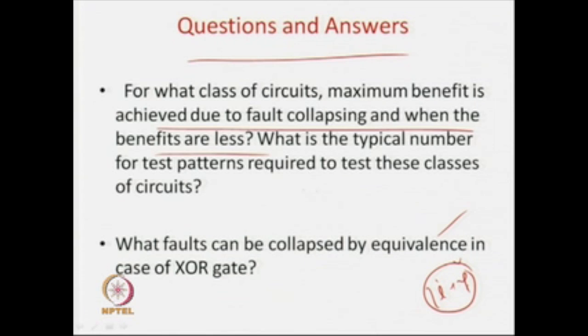What is the typical number of test patterns required to test this circuit? Very simply, if the circuit has very few fan outs, or does not have any fan outs, then the number of faults is only on the order of 2 to the number of primary inputs. So here you get a great benefit. But if the number of fan outs is very large, then slowly the benefit goes away, because faults cannot be collapsed in the fan outs.